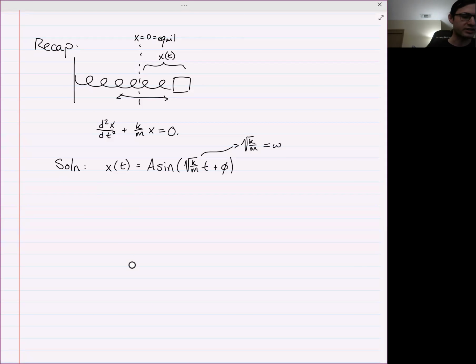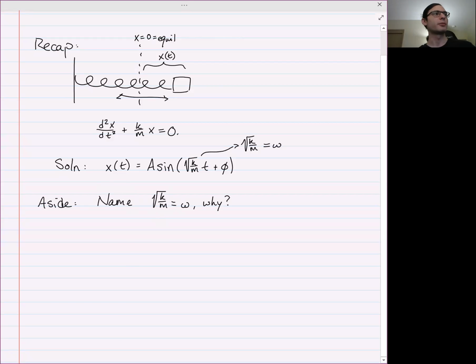So let's just take an aside really quick. Why did we name square root k over m omega? Remember that omega was the variable that we used to describe the angular velocity of a system, right? Like the speed at which it goes around. And so there is a good reason for this. I'm not going to talk about it in detail because it's kind of an involved thing. It's not complicated. It's just a lot of writing.